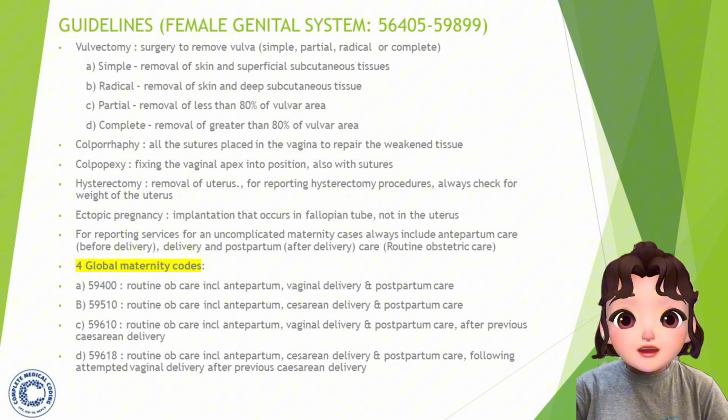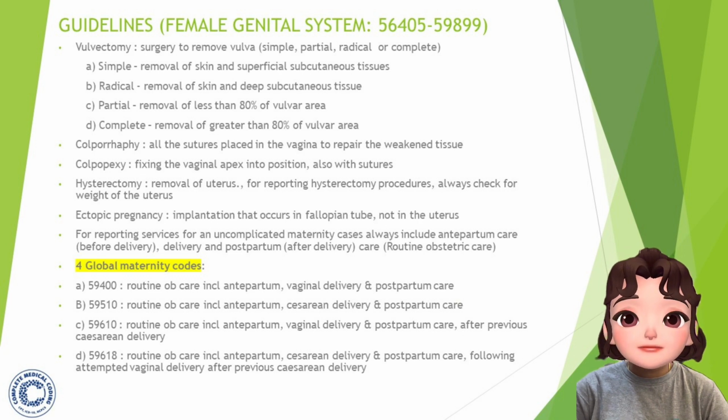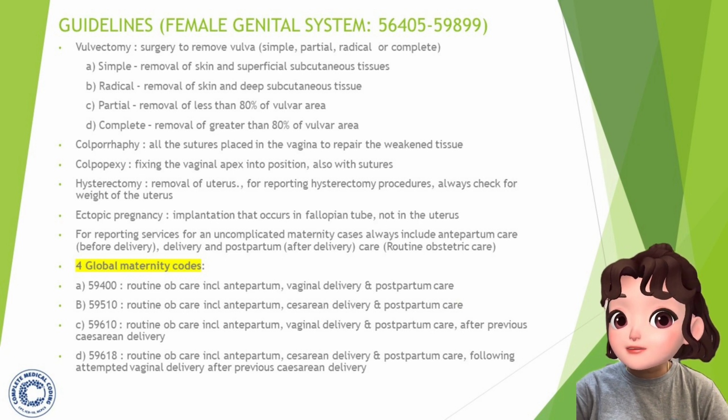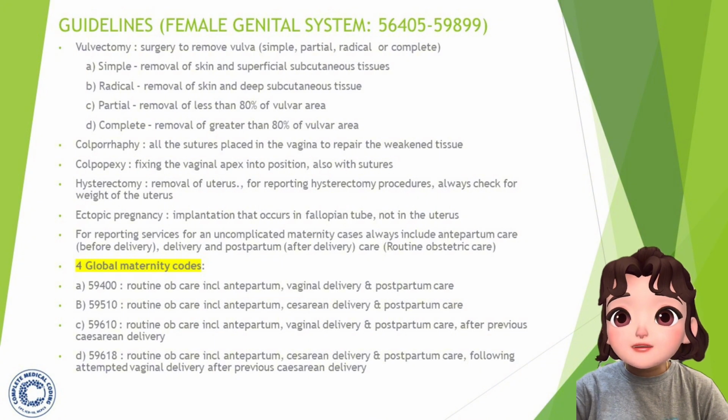Now, what is ectopic pregnancy? Another important term. Ectopic pregnancy means pregnancy that occurs in one of the fallopian tubes. That means implantation that occurs in the fallopian tube and not in the uterus.